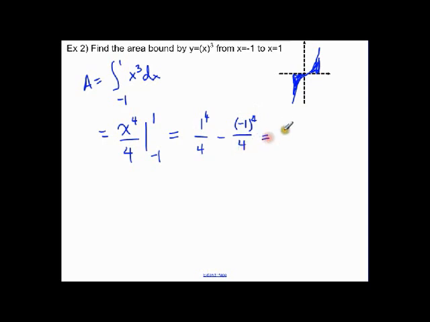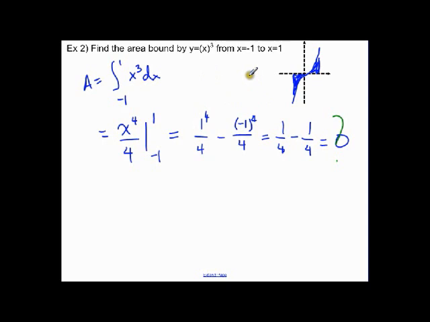Now you should see something weird happening. 1 to the 4th is 1. -1 to the 4th is still 1. So we get the answer of 0. Now you should be asking yourself, what the heck happened? Because you can see that the definite integral is 0 for sure, but the area, that's not 0. I've shaded in an area, right? Now you can see that the positive area here and what we call the negative area cancel each other out. Now that's not right because there is an area.